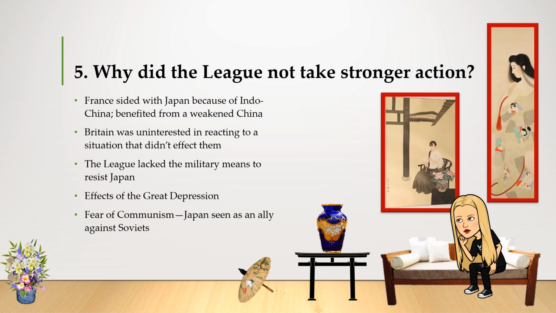In addition, both countries were suffering from economic effects of the Great Depression, which made them hesitant to spend resources on either economic or military actions. Moreover, the fear of communism in both countries meant that Japan was viewed as an ally in containing communist Russia in the Far East.